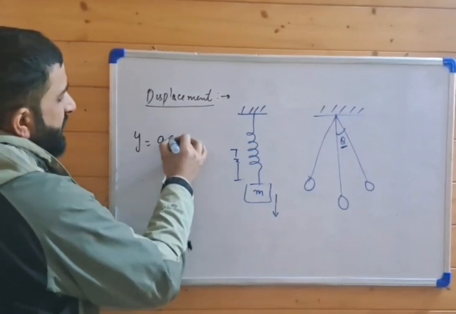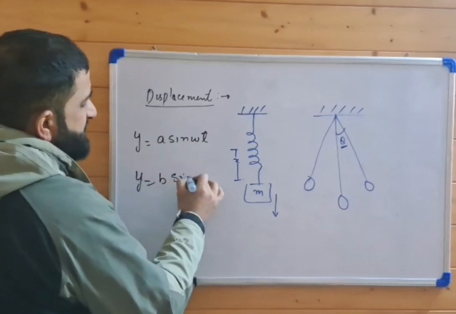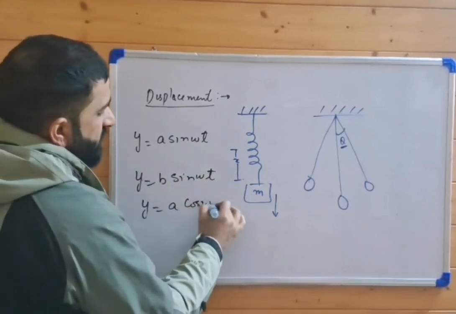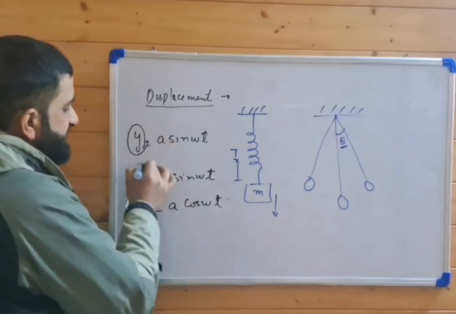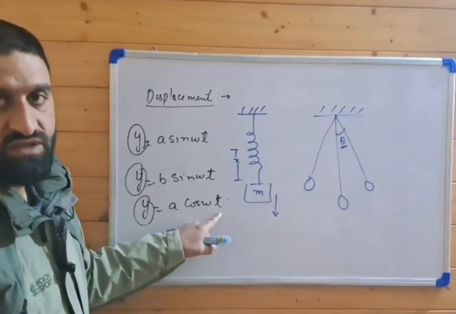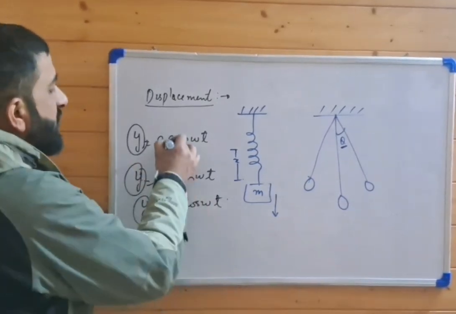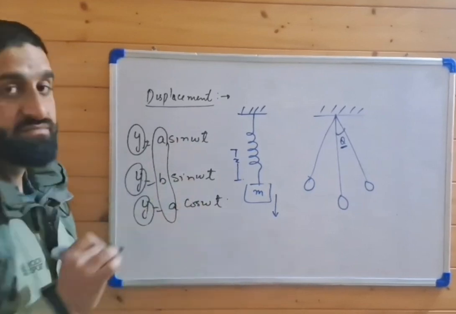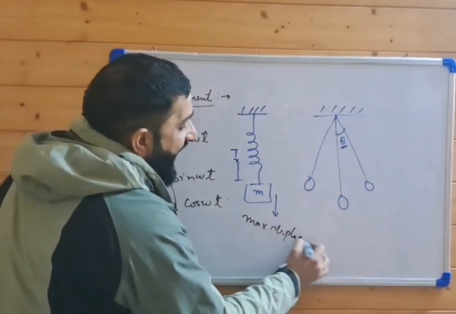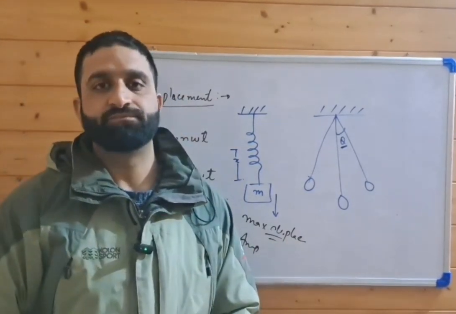y is equal to A sin(omega t), or y is equal to B sin(omega t), or y is equal to A cos(omega t). This y is the displacement, as this y changes with respect to time. This A, B and this A are also displacements, but they are the maximum displacement, and that maximum displacement is called the amplitude.